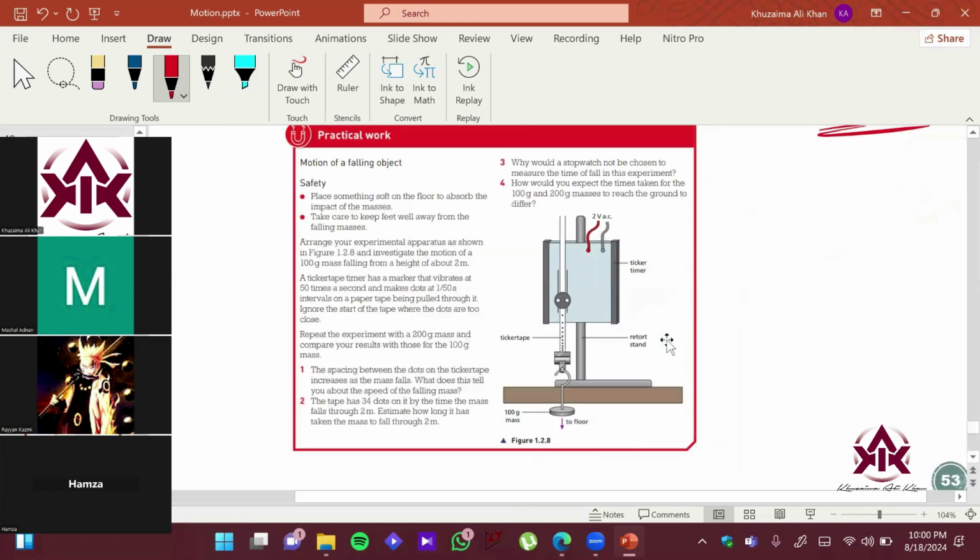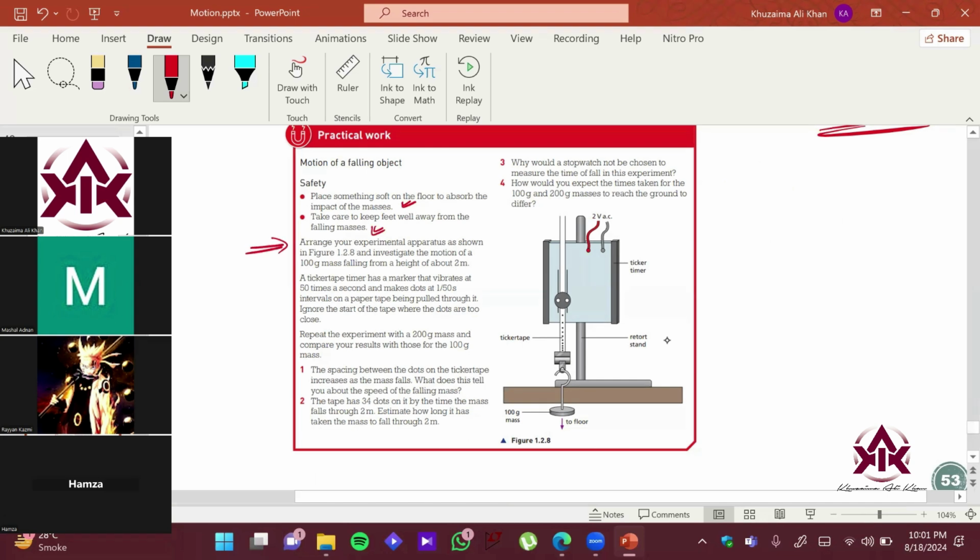So motion of a falling object, right? इसमें हो क्या रहा है, हमारे पास इन लोगों ने experiment setup दिया हुआ है. Place something soft on the floor to absorb the impact of the masses. So they are throwing the masses, right? So ये जो mass है, this is the mass over here. They're dropping the mass and it's going to land on the floor, right? So you want to keep something soft on the floor so that it does not get damaged, right? Take care to keep well away from the falling masses so that you don't hurt yourself.